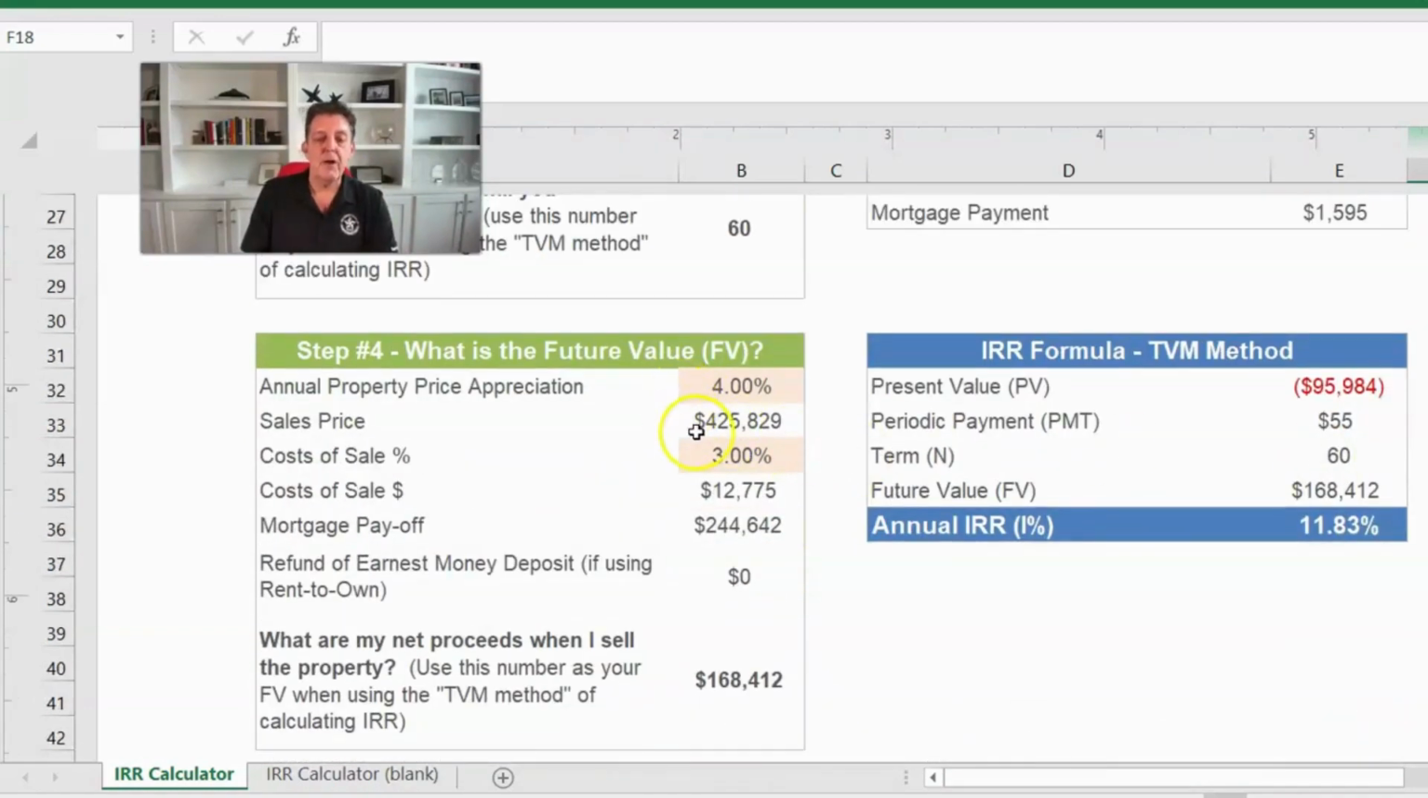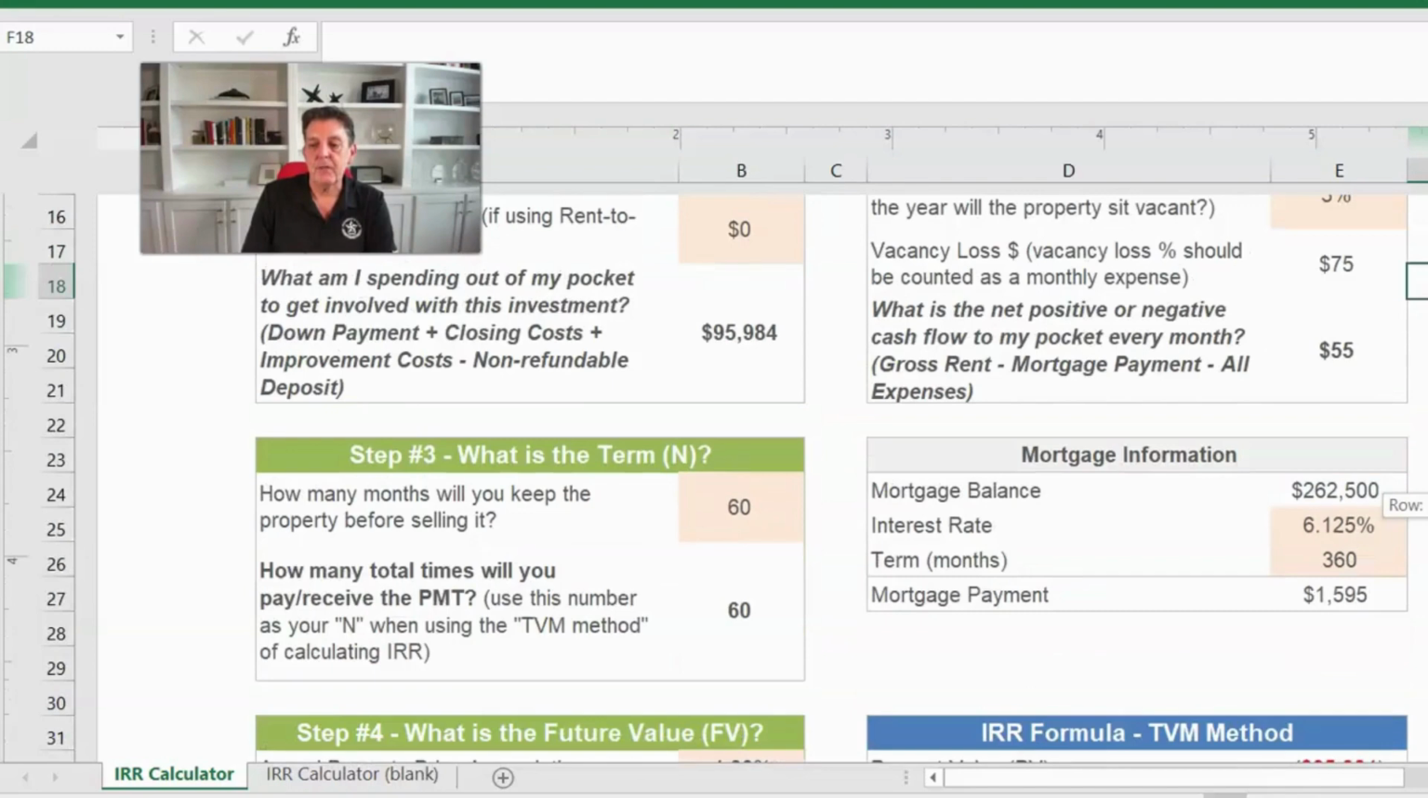That puts the property value at about $425,000, 6 years out. If you were to sell the property at 3% cost of sale, which is $12,000 and some change, the mortgage balance would be $244,000 that someone else has paid. You're going to have a net proceeds of $168,000. So that's your net gain on your capital investment.